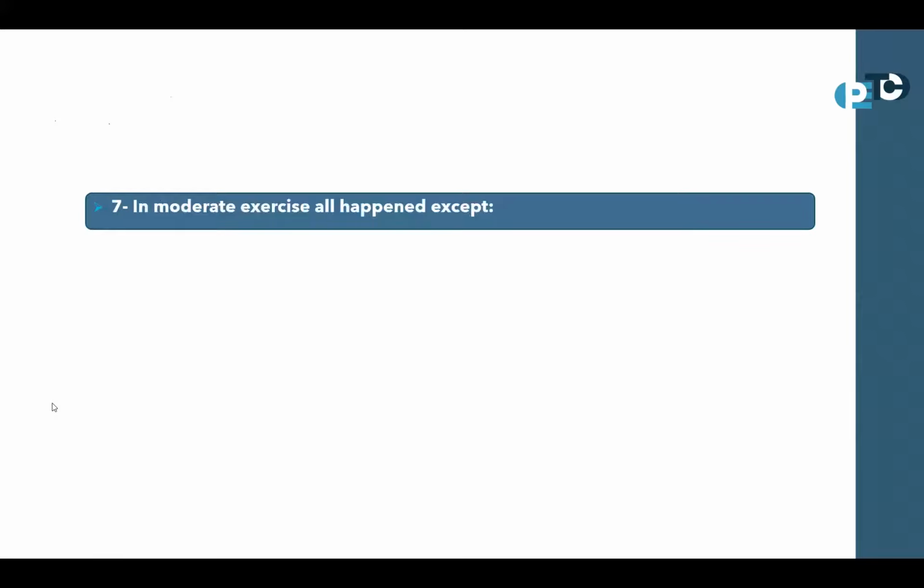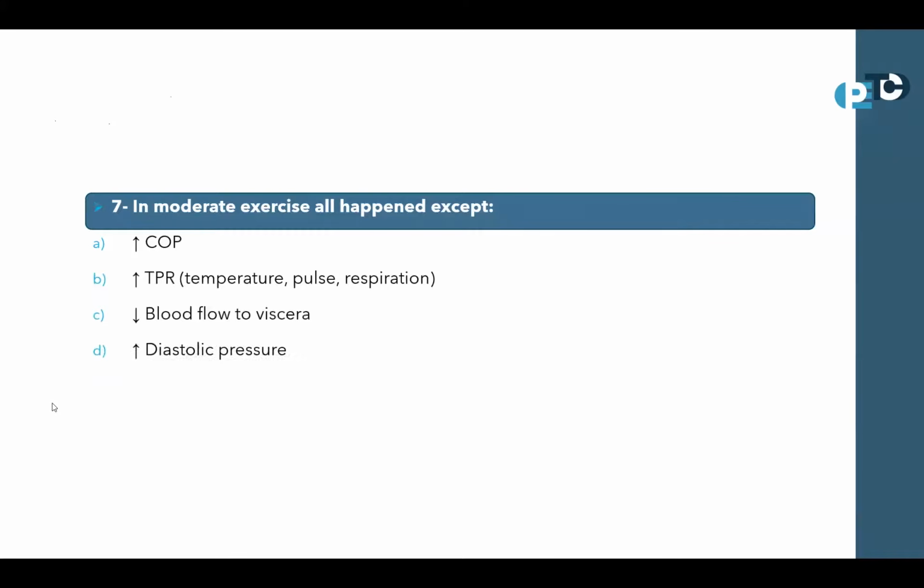The next question. In moderate exercise, all happened except. Let us see the choices. Increase cardiac output, increase TPR. What are those? TPR, T is the temperature, P is the pulse, and R is the respiration. Decrease in blood flow to the viscera, or increase in diastolic pressure. All will happen except. What is the exception?